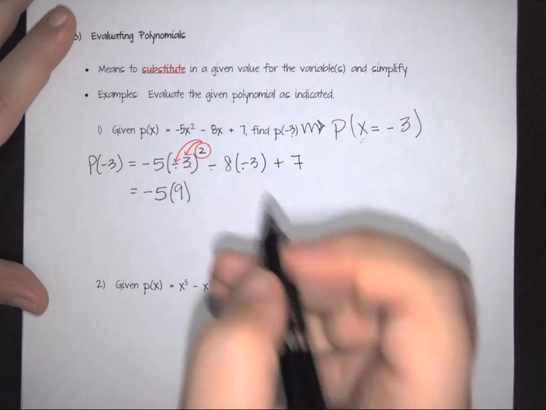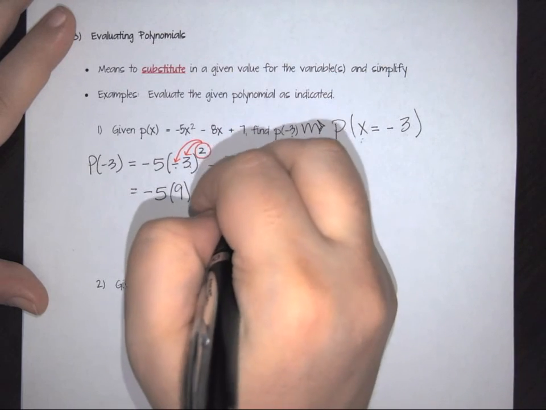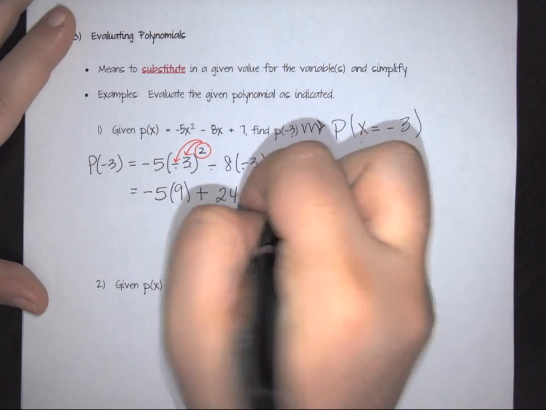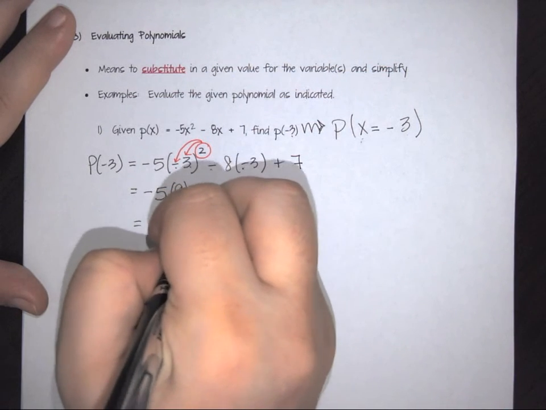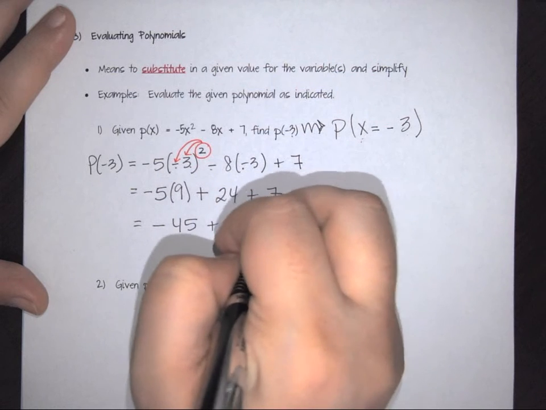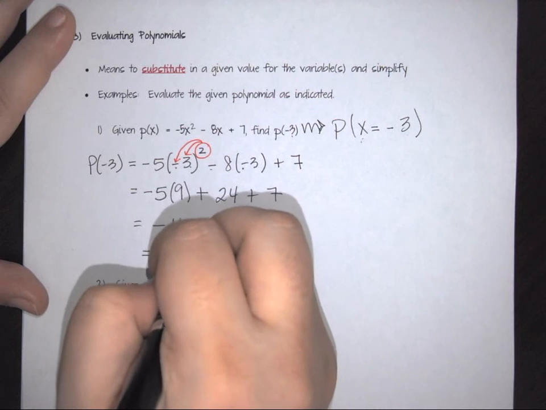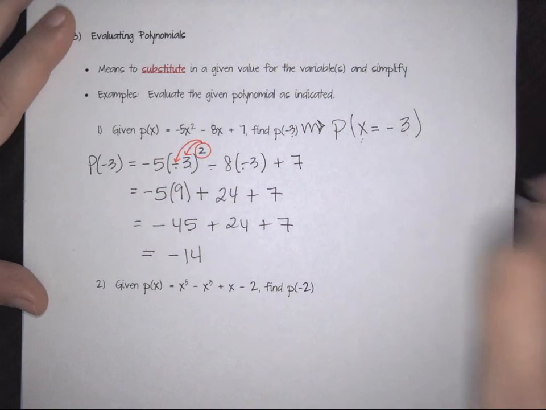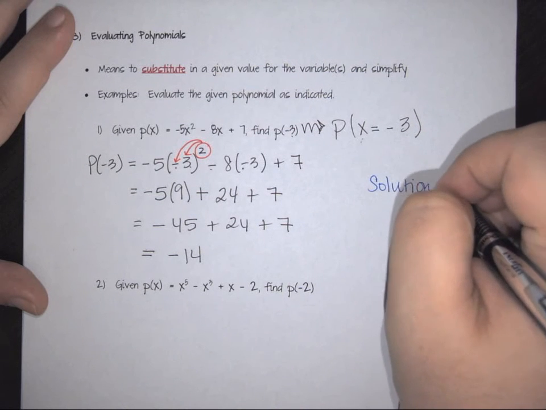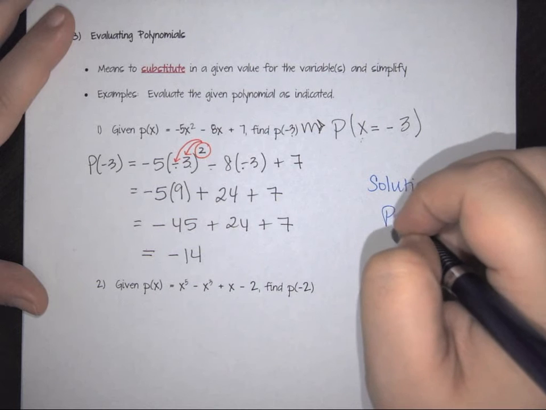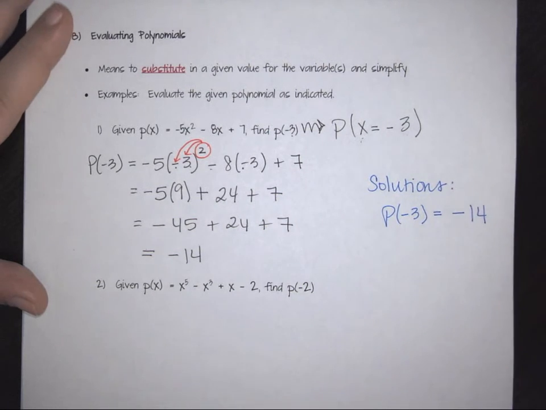Negative and negative is positive, so this becomes plus 8 times 3 is 24, and then plus 7. Negative 5 times 9 is a negative 45, plus my 24 plus 7. And this whole thing is going to give me a negative 14 as a result. So when we're talking about solutions, you would state that p of negative 3 is equal to negative 14.